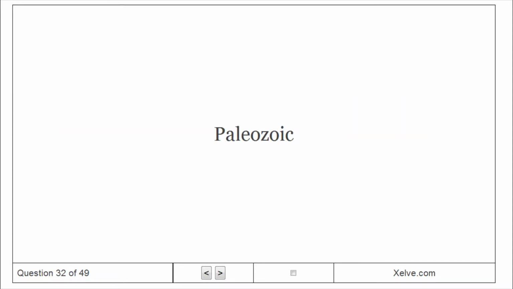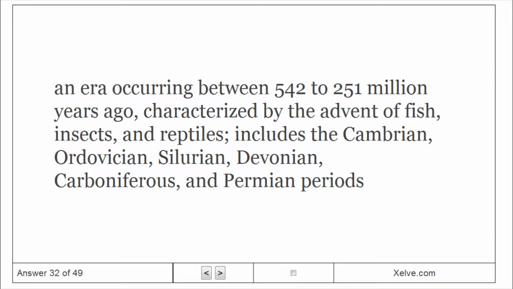Paleozoic. An era occurring between 542 to 251 million years ago, characterized by the advent of fish, insects, and reptiles, includes the Cambrian, Ordovician, Silurian, Devonian, Carboniferous, and Permian periods.